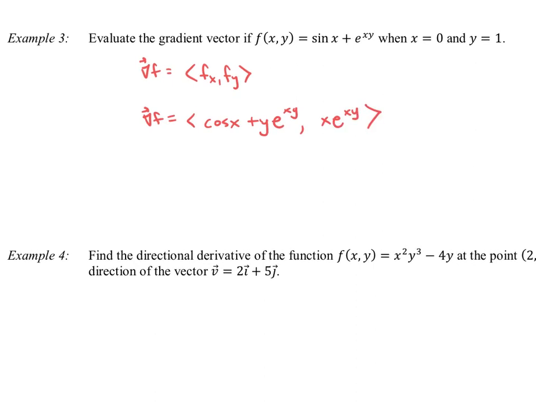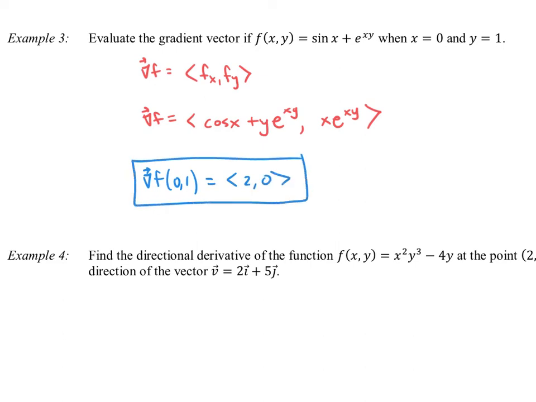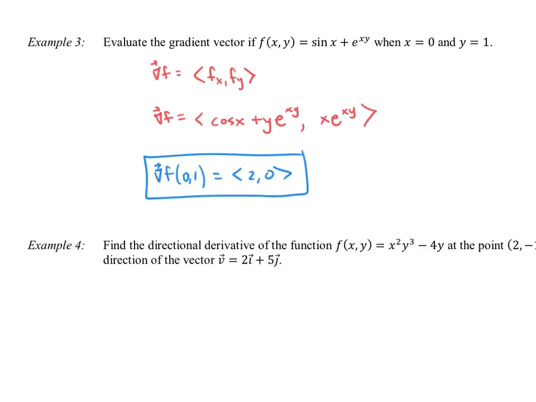And we're going to analyze the gradient at two particular points. So we're going to let x be 0 and y be 1. And so we get a gradient vector of 2, 0. That's just a quick practice on simply calculating the gradient itself.